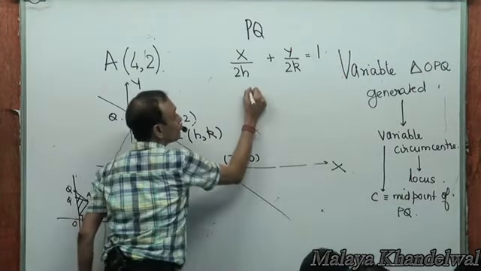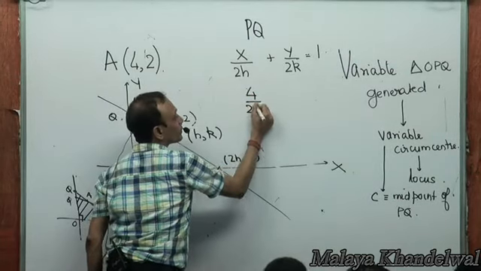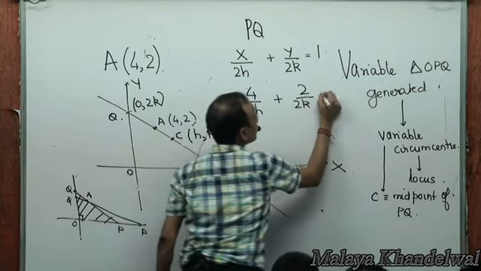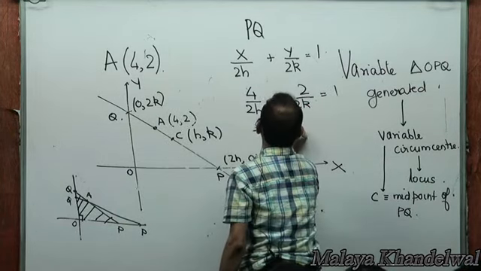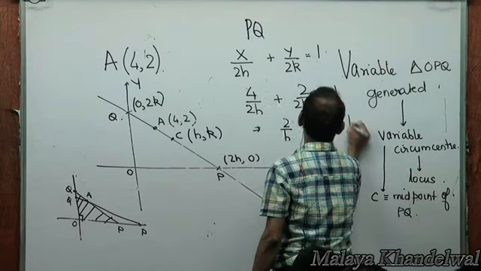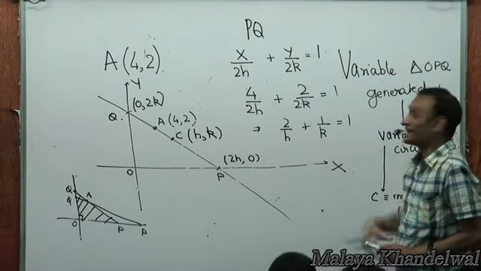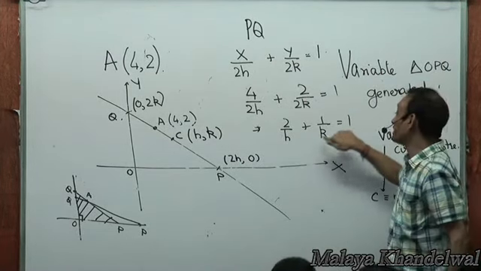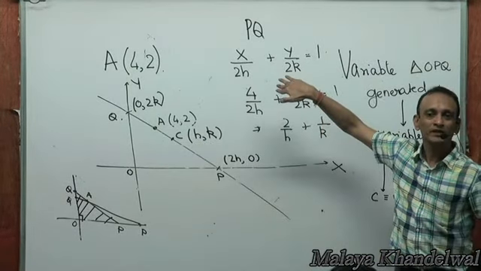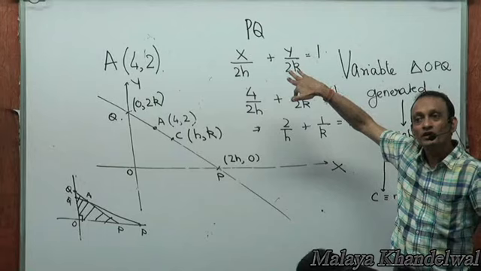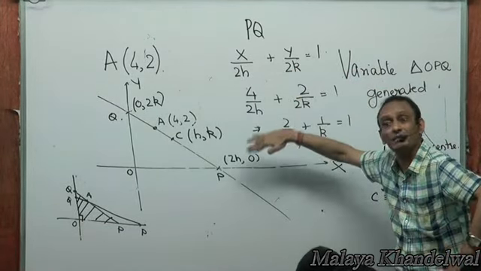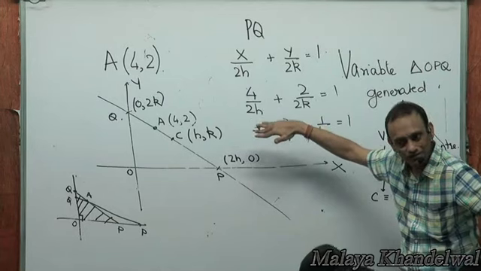So putting x equal to 4, y equal to 2, that will give me 2 by h plus 1 by k equal to 1. Hey, that's a relationship that has connected the x coordinate h and the y coordinate k of this circumcenter, the moving point. Does it involve any parameter? It's true for all positions of PQ. It's true for all the C's described by various PQs.